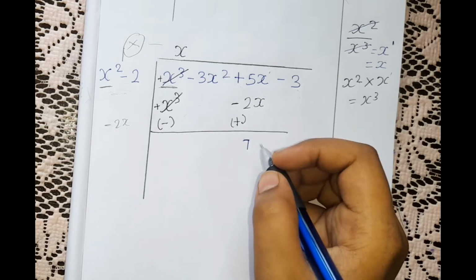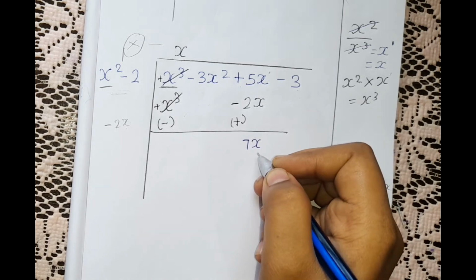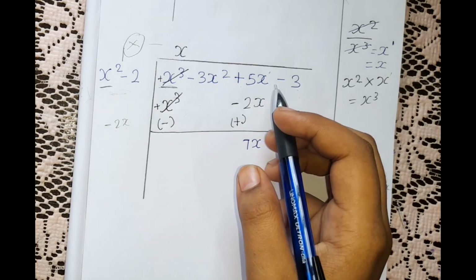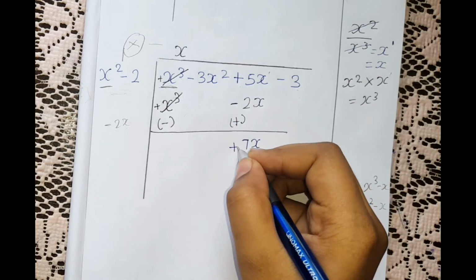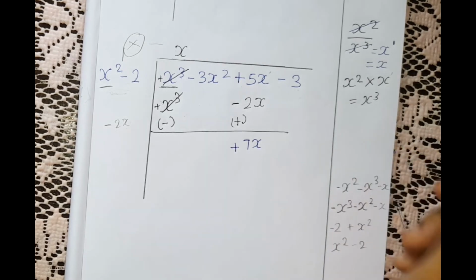And then what about the x? We shall write the x as it is. And here the greater number has my plus symbol. So we should write the plus symbol. So this is the process in this.